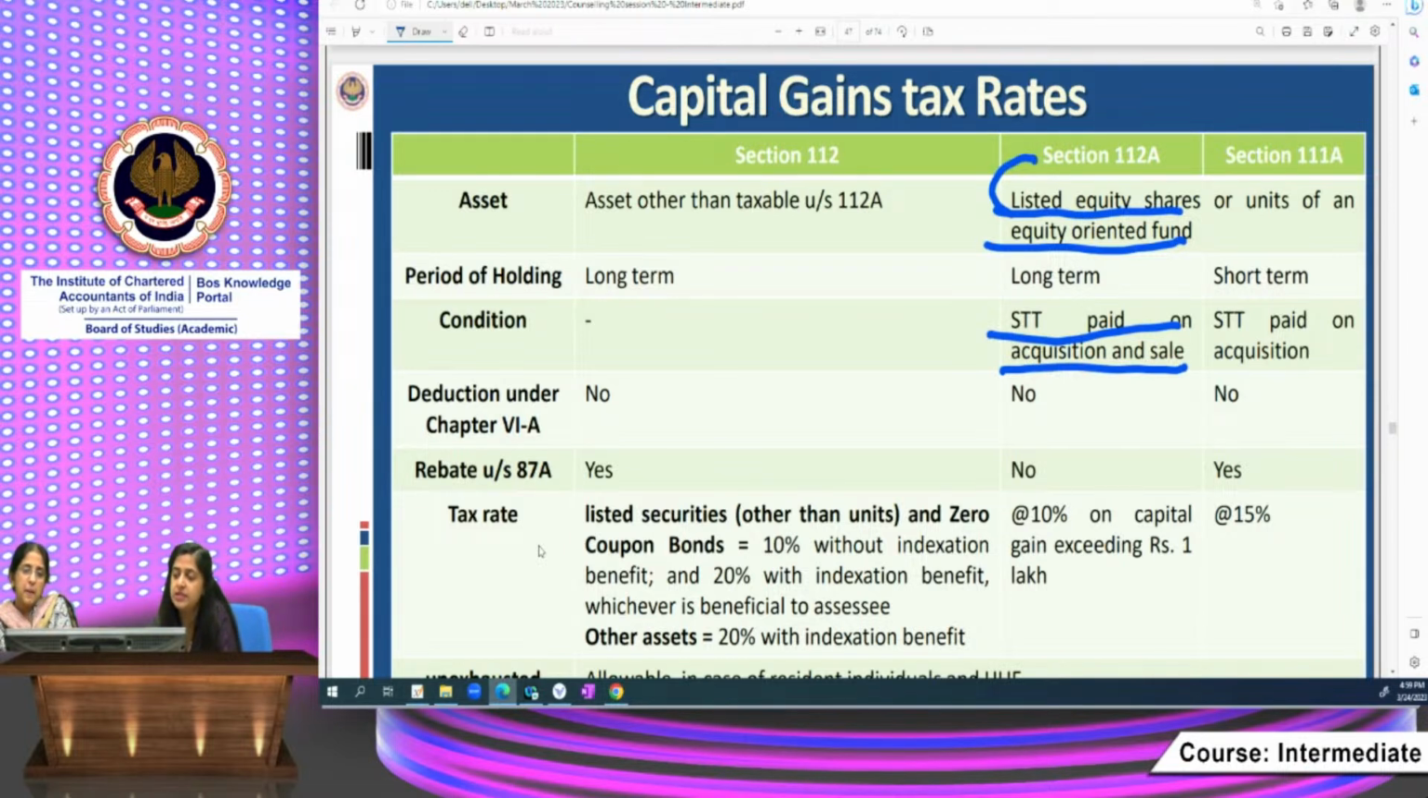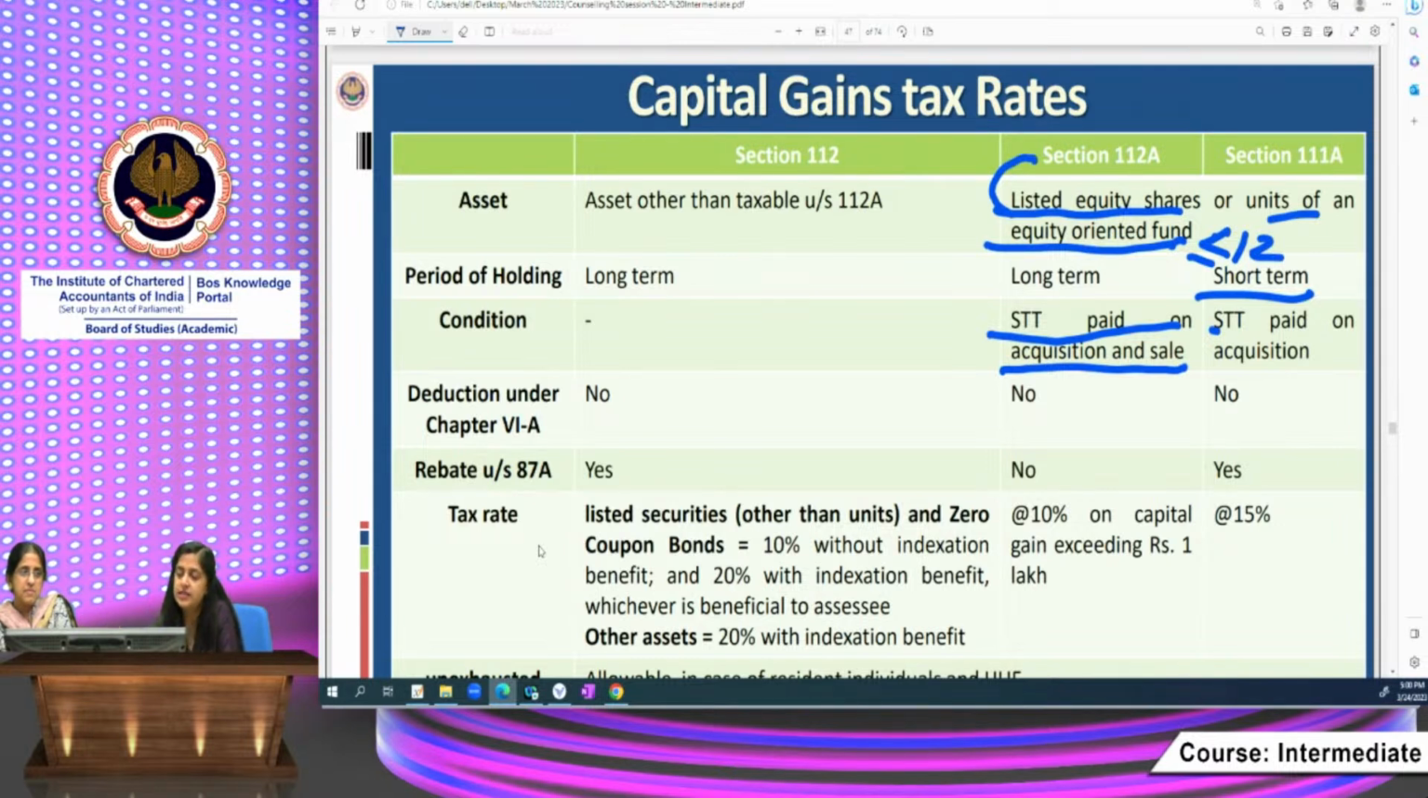If the same asset, listed equity shares or units of an equity oriented fund, is held for less than or equal to 12 months, then it will be a short-term capital gain. In that case, the condition is only at the time of acquisition, STT should have been paid. If STT is not paid at the time of acquisition, then it will be taxable at the normal rate of tax, at which other normal short-term capital gain is taxable.